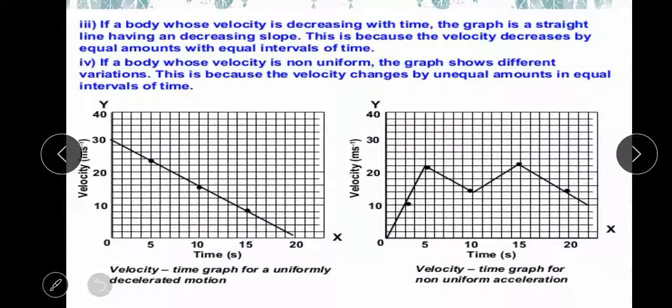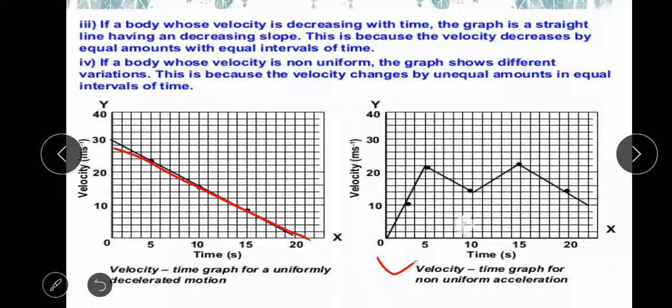Now for the third, if you have to show retarded motion or decelerated motion, then you have to show it like this. You can see a decreasing slope in this graph. This is because the velocity is decreasing by equal amounts in equal intervals of time.